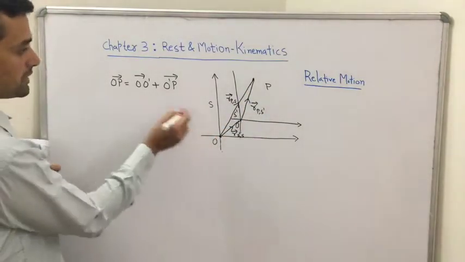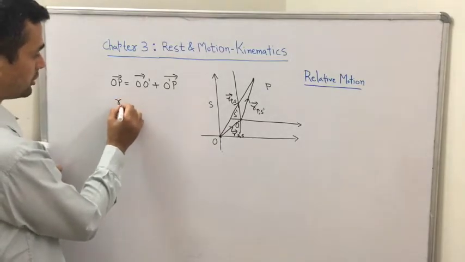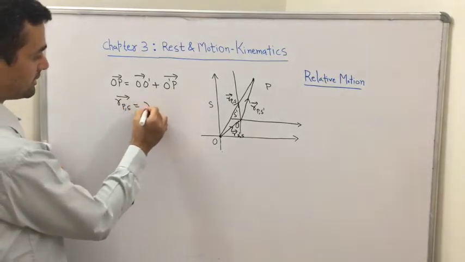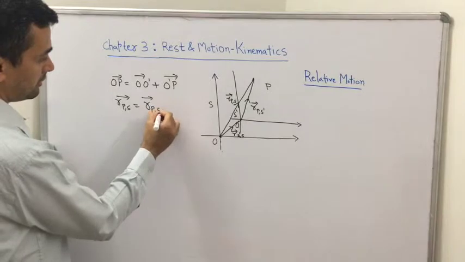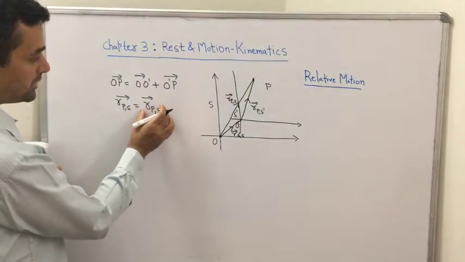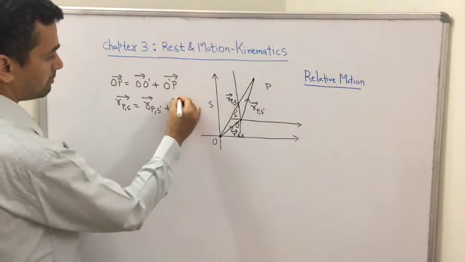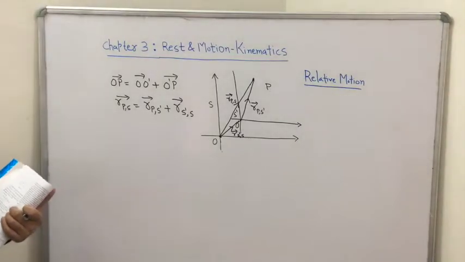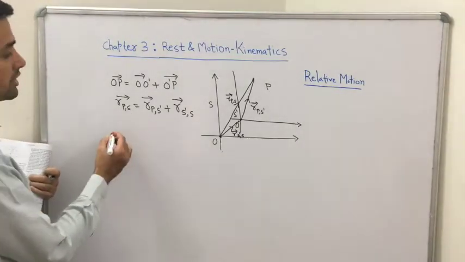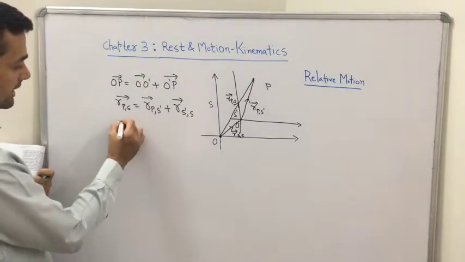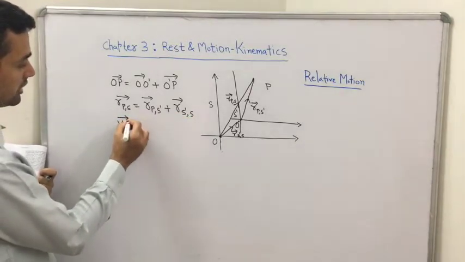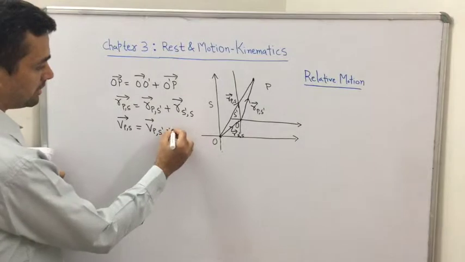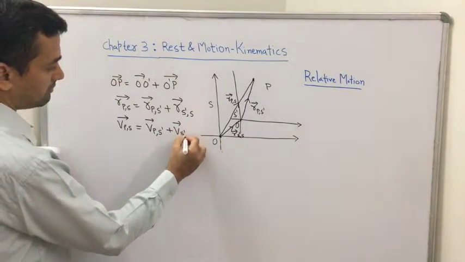Okay, so this means OP, or the position vector of particle P with respect to the frame S, is given by the position vector of P with respect to S prime plus position vector of S prime with respect to S. Okay. Now, if I differentiate this equation with respect to time, I get velocity of P with respect to S is equal to velocity of P with respect to S prime plus velocity of S prime with respect to S.